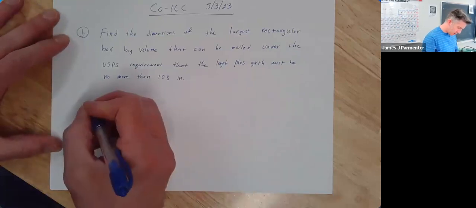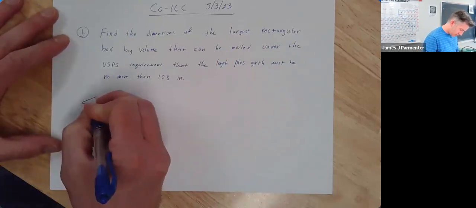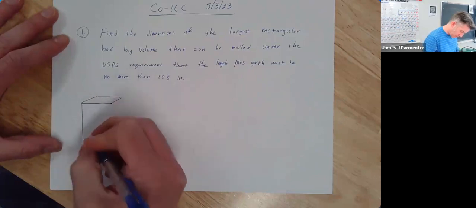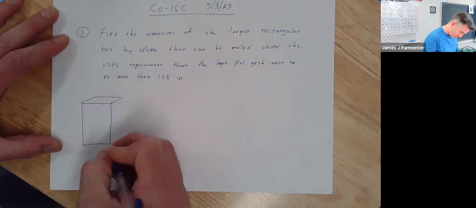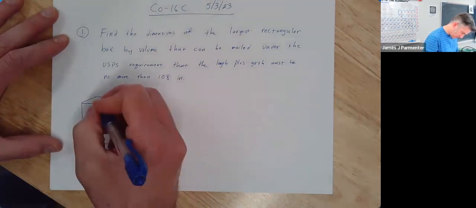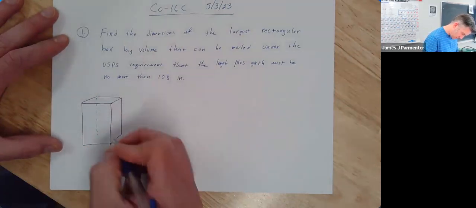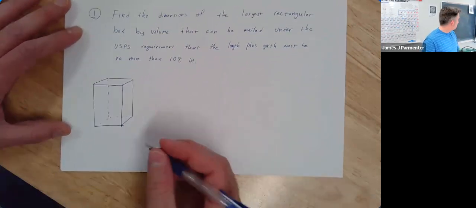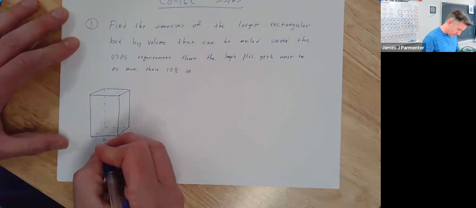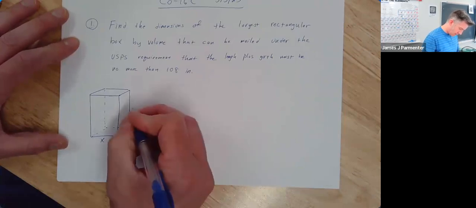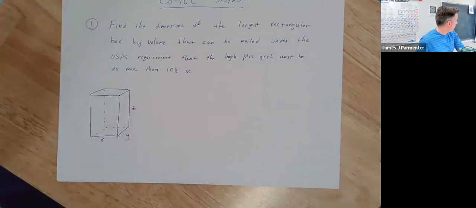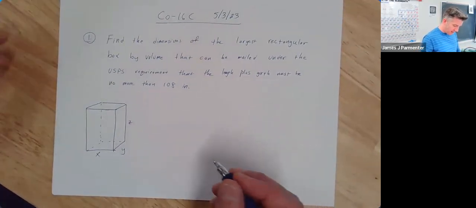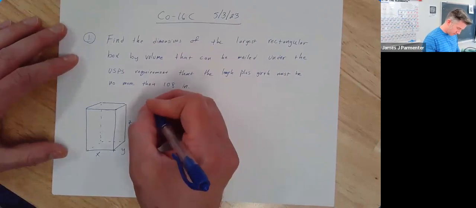So let's see how our box looks. I'm just going to draw some kind of box. It's going to look like this. And as is typical, I'm going to call the bottom sides X and Y and the vertical side Z, although you can label it however you want. And so we're going to say that the length is Z.